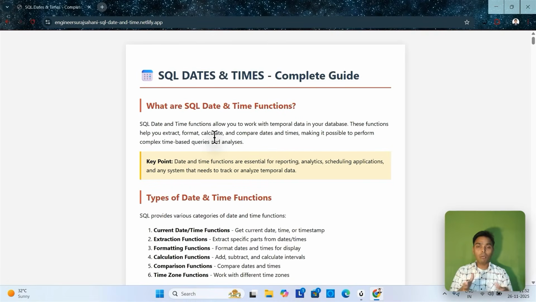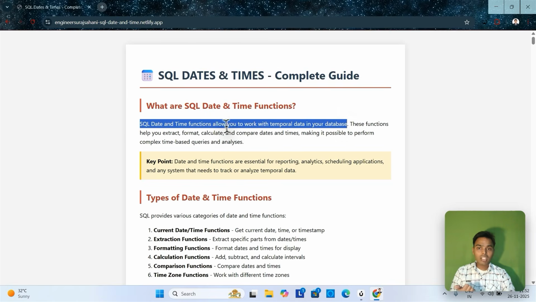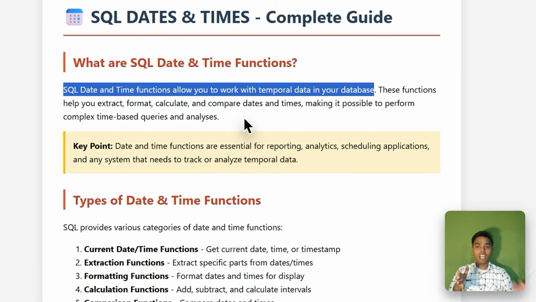Okay. So we are going to see SQL date and time functions. First of all, we have to see what are SQL date and time functions. With the help of date and time functions, we can work with date and time and different time zones in SQL. SQL date and time functions allow you to work with temporal data in your database. These functions help you extract, format, calculate, and compare dates and times, making it possible to perform complex time-based queries and analysis.